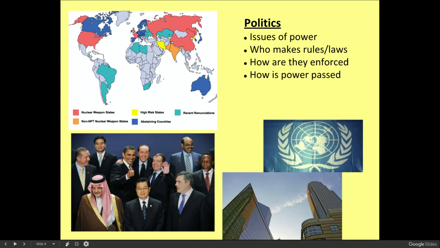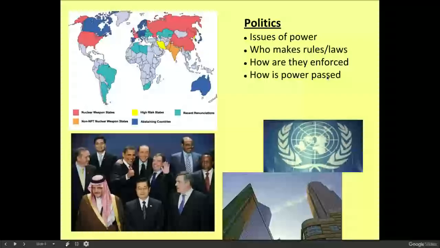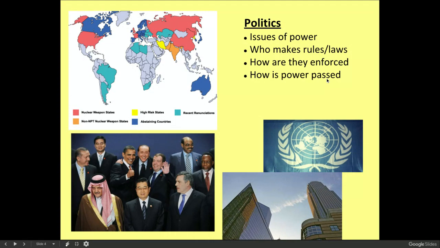The first one that we'll look at here very quickly is politics, issues of power, who makes rules and laws, how are they enforced, and how is power passed on. If we're looking at the United States, we might know that Congress makes the rules or laws. They're enforced by the executive branch or locally by police. How is power passed? We know that we have elections to determine who will take over next after one group is out of power or after one person's term has expired.